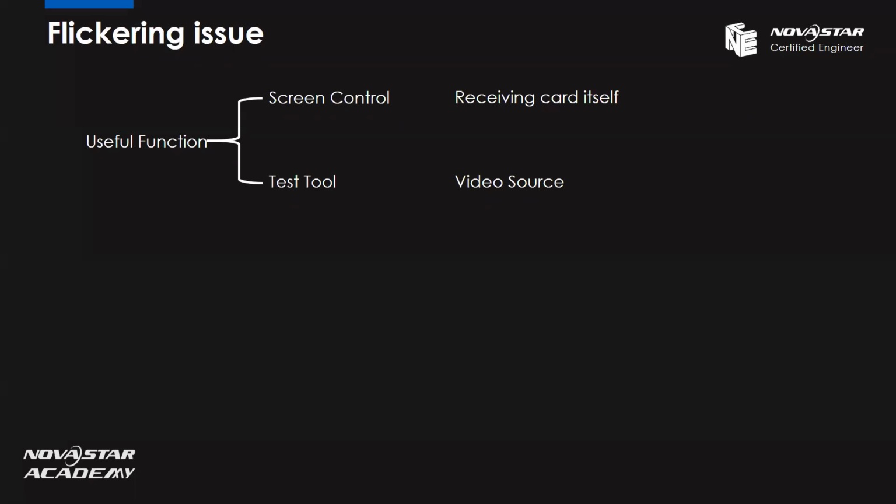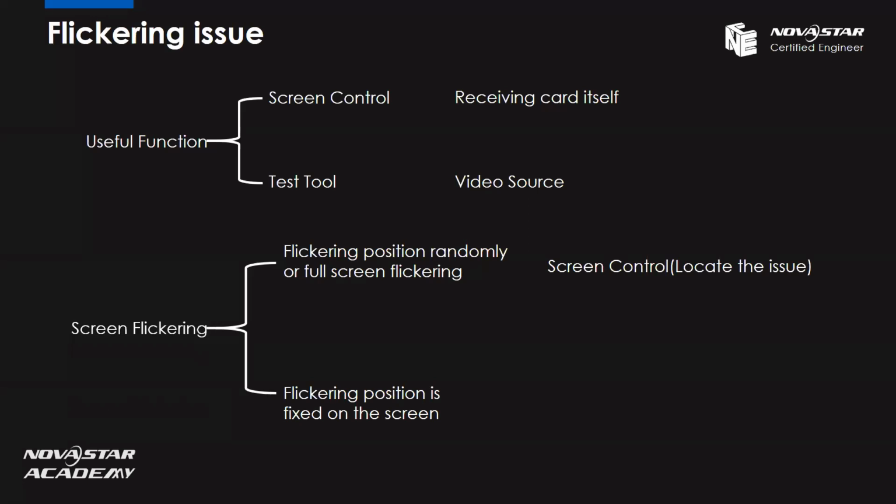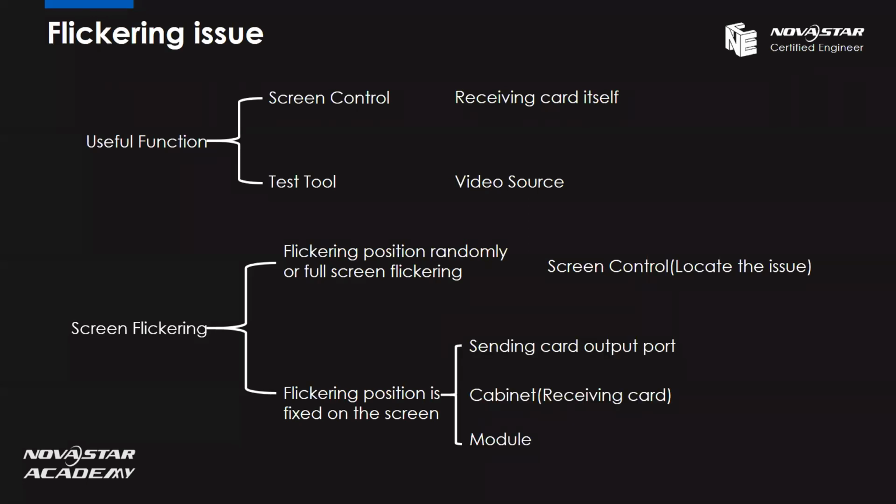So how can we resolve it? We can use our software LCT. Actually, the function to use is screen control. With this function, you can detect where the problem is. We can check the receiving card itself. And with the test tool, we can detect the video source to confirm whether the video source is okay or not.